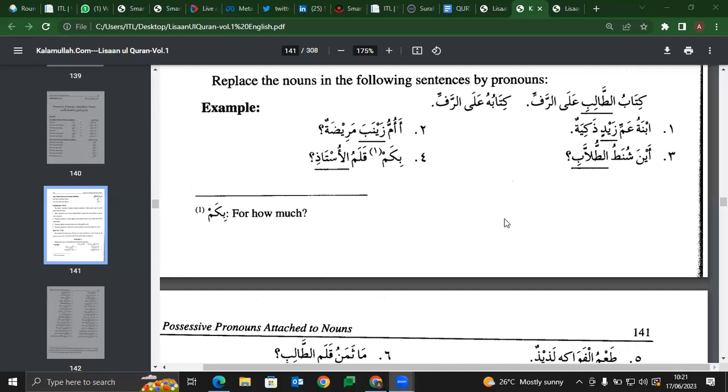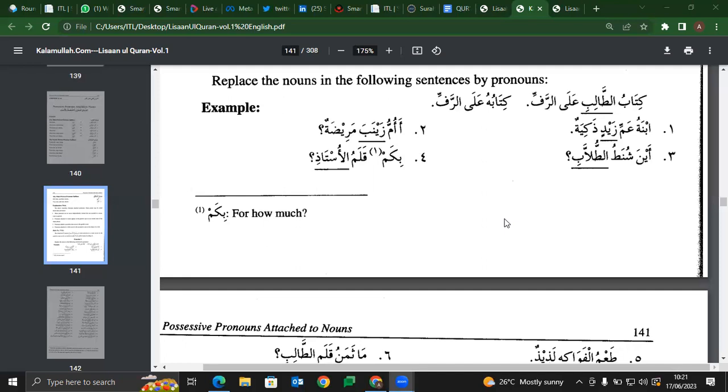Ummuha maridatun. Now you notice in this, the mudaf ilayhi, what is the case of mudaf ilayhi? Is it jar? Is it mansub? It is mansub. If I ask you why is it mansub, isn't it supposed to be majroor?